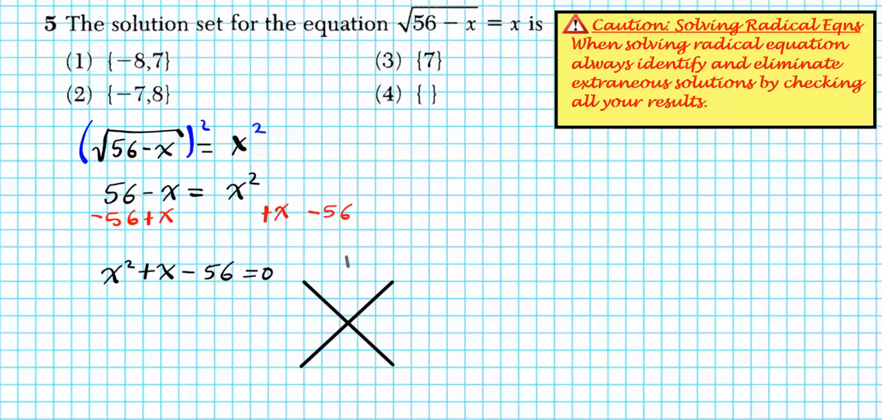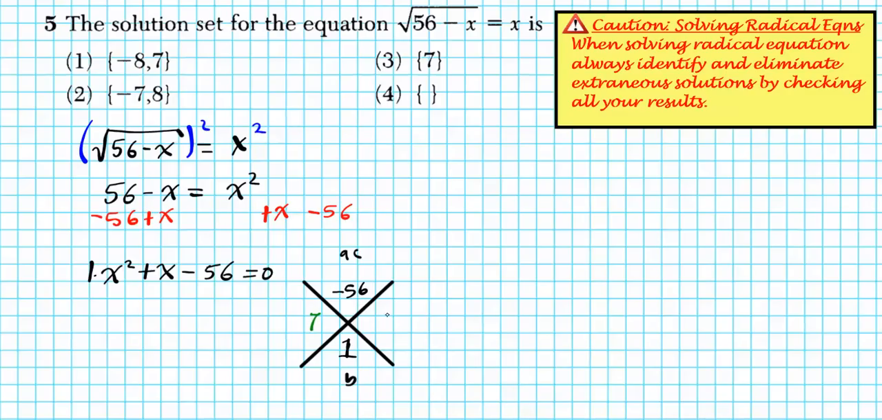So I'm going to put AC on top, and then B goes on the bottom. So this is A is 1, B is 1 also, C is negative 56, AC is negative 56, B is positive 1. Okay, so let's play the X game. What two numbers multiply to give you negative 56 and add to give you 1? Much better. So think about all the products of numbers that yield 56.